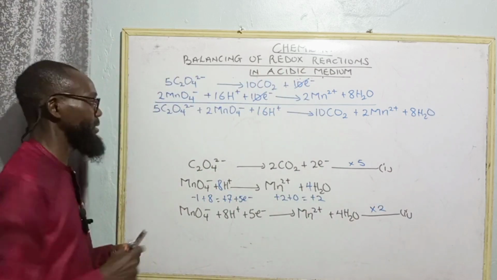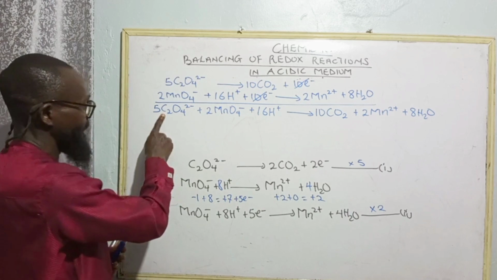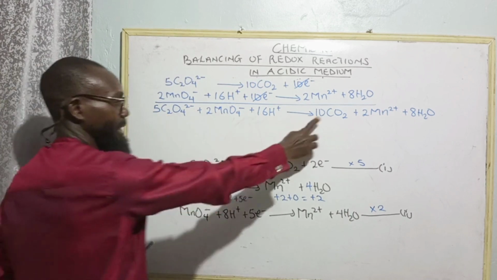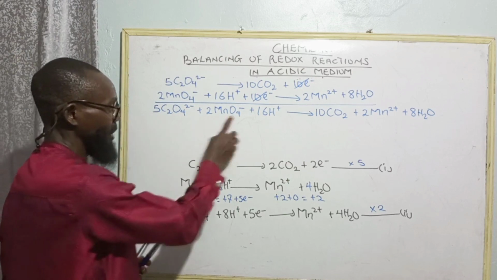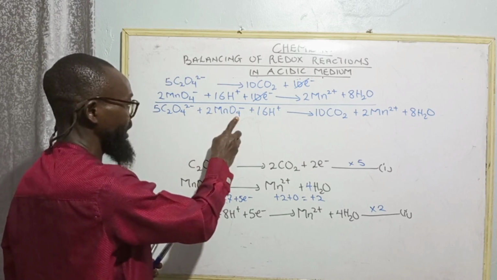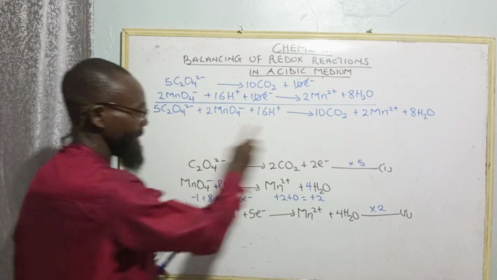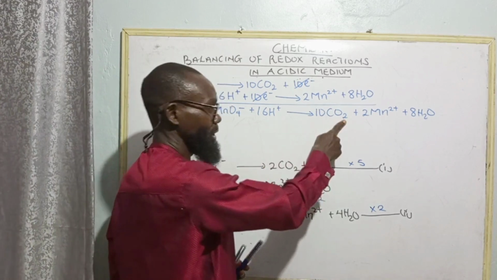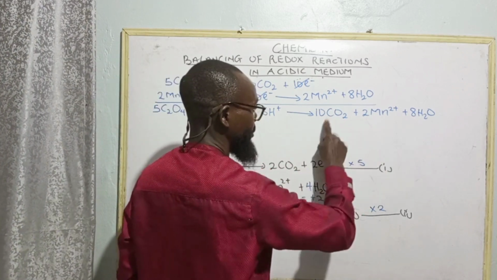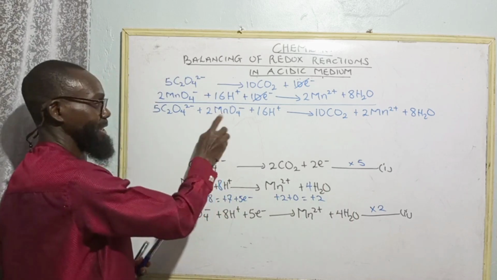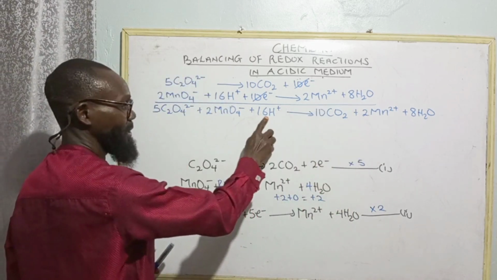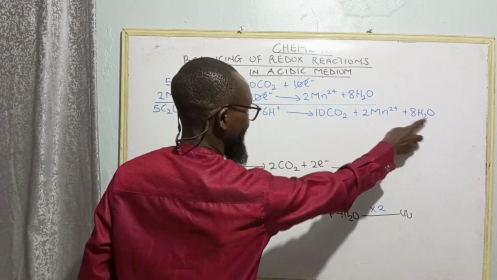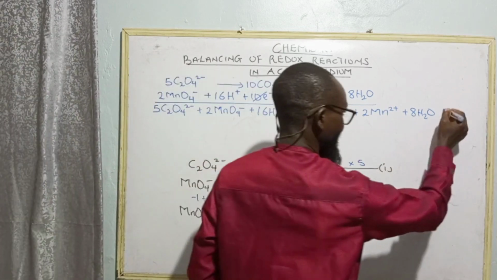Now, let us check if this is balanced. We have 10 carbon here, 5 times 2, 10. Then 10 carbons. Oxygen 5 times 4, 20. Oxygen here 2 times 4, 8. 20 plus 8, we have 28. Oxygen here 10 times 2, we have 20. Oxygen here is 8. 8 plus 20, 28. Manganese here we have 2. Manganese here we have 2. Hydrogen we have 16. Hydrogen here we have 8 times 2, 16. Balanced.